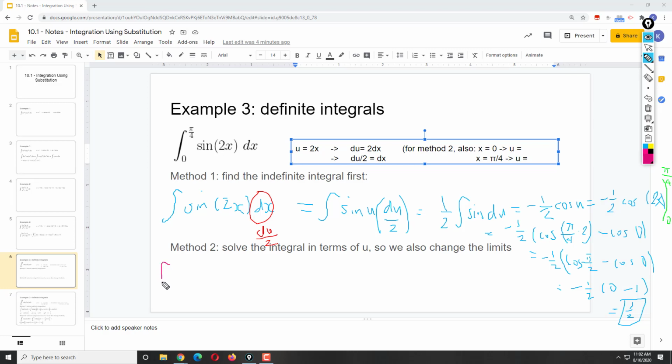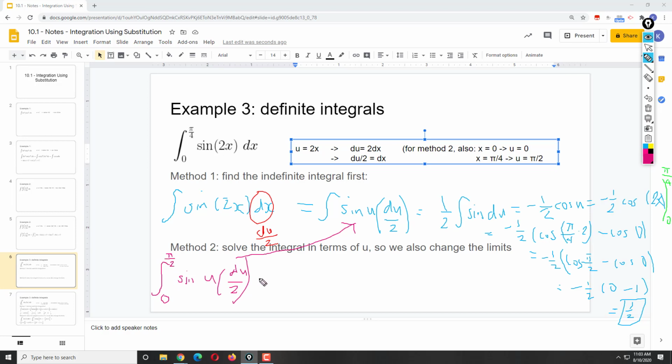then we're going to end up with sine u times du over 2, just like the first method from here. But we've got to figure out what numbers go in here and here, what we're integrating from. It's not going to be 0 to pi over 4. Instead, when x equals 0, u equals 0, because u is 2x. When x is pi over 4, u must be pi over 2, because u is 2x. So we're integrating sine of u times du over 2, but we're integrating from 0 to pi over 2.